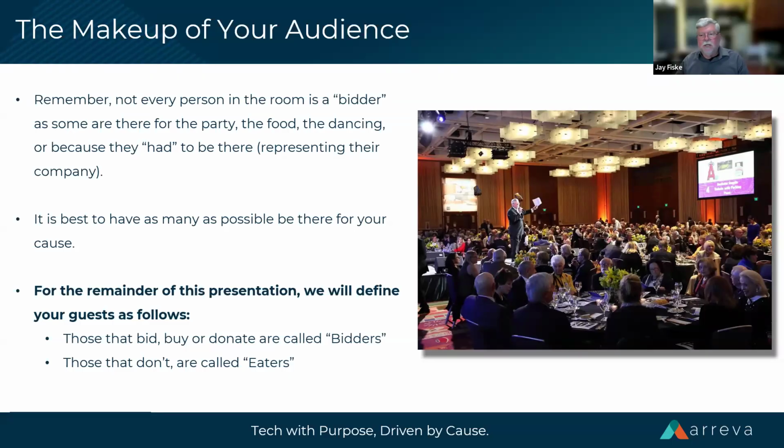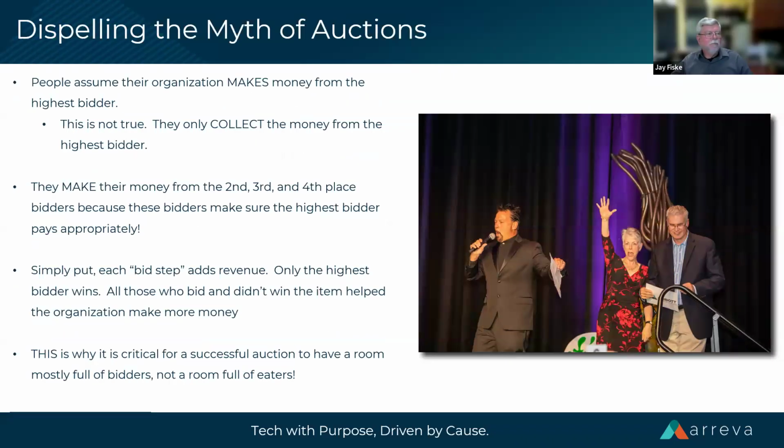We're going to talk about bidders and eaters. The bidders, this is very simple logic. If you have a bidder, they will eat your food. If you have an eater, they will not always bid on your items. Okay, so your food's going to get consumed either way. It's going to get consumed by the bidders. It's going to get consumed by the eaters. Your items may not get bid on by the eaters. So we need to show you a little bit about how do you get bidders, not eaters. Okay, so let's go on to that one.